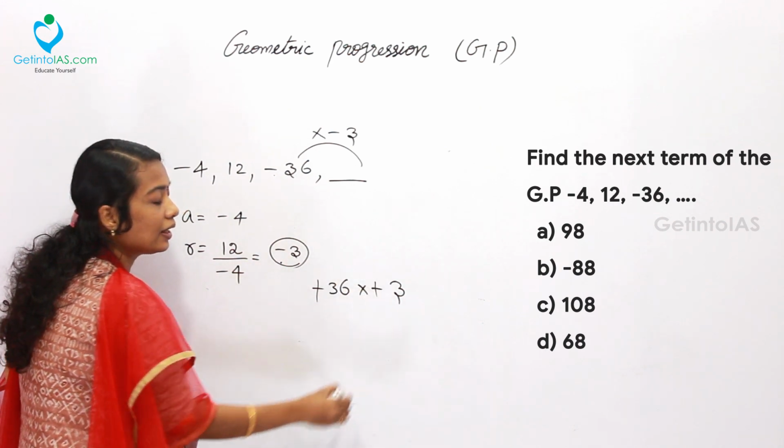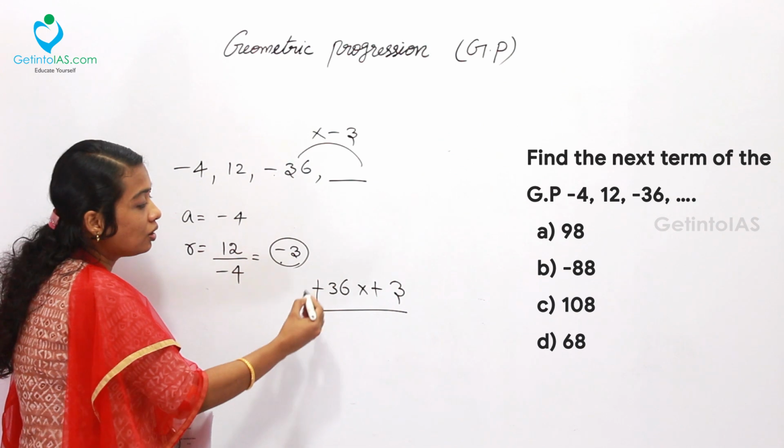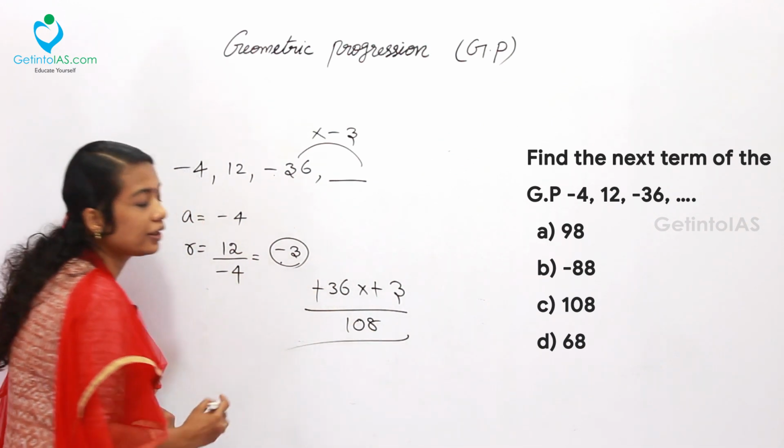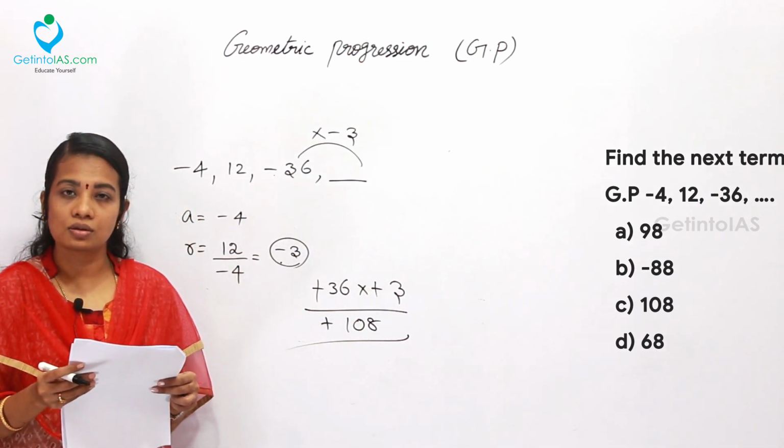So on both sides the negative sign got cancelled. 36 into 3. 30 into 3, 90. 6 into 3, 18. So 90 plus 18, 108 is the answer, positive 108, which is given in option C.